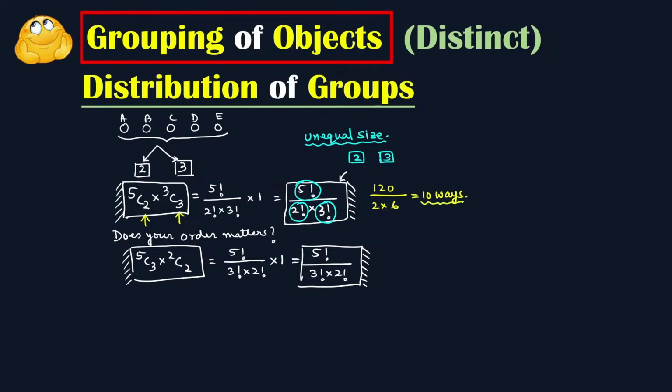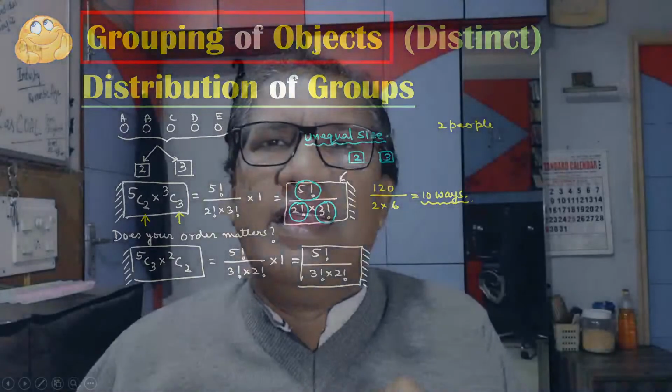So in total there are 10 ways in which you can form 2 groups containing 2 and 3 objects. One group will have 2 objects, another group will have 3 objects. So there are 10 ways. Now the question is, if I want to distribute these 2 groups among 2 people, think in this way: that we are having 2 distinct suites.